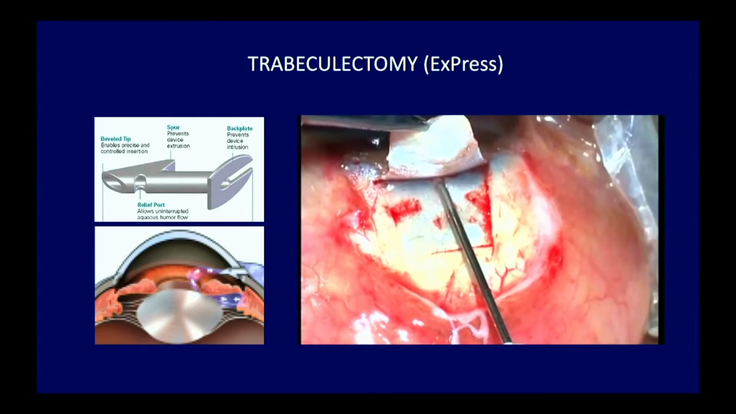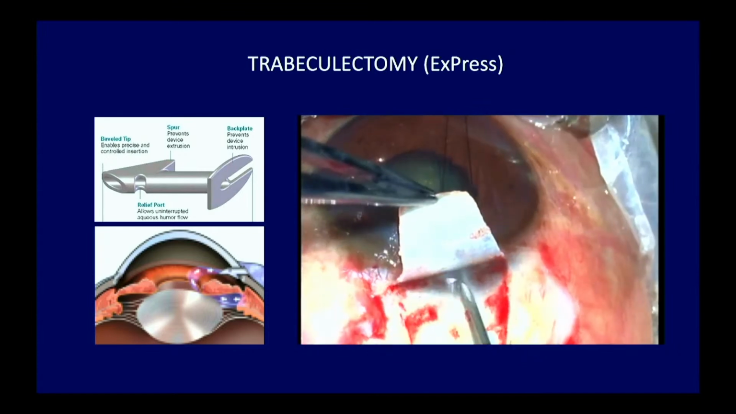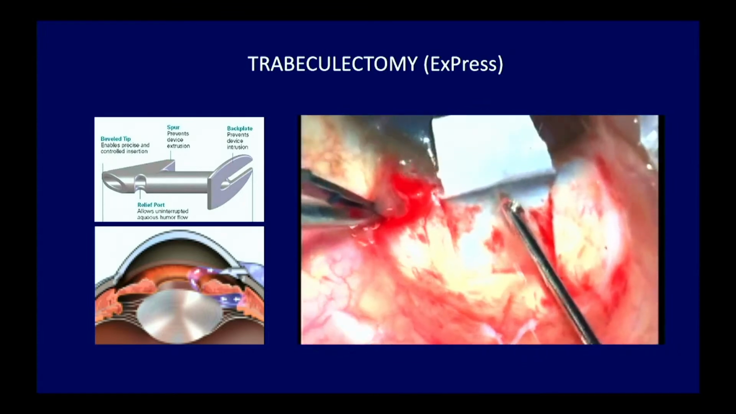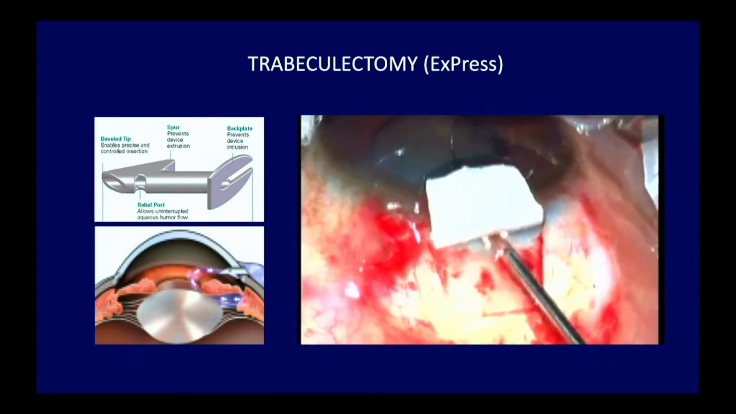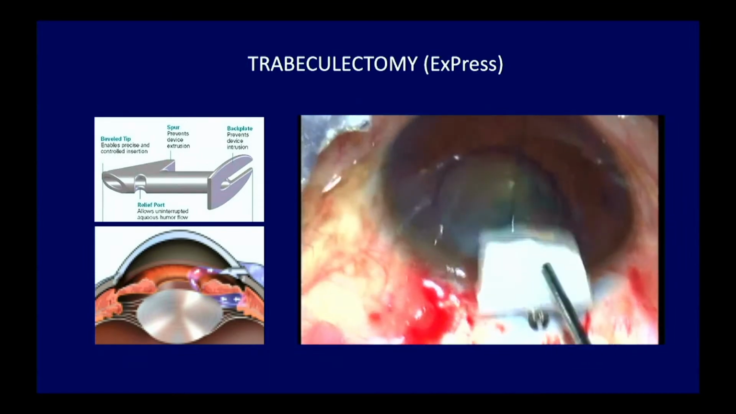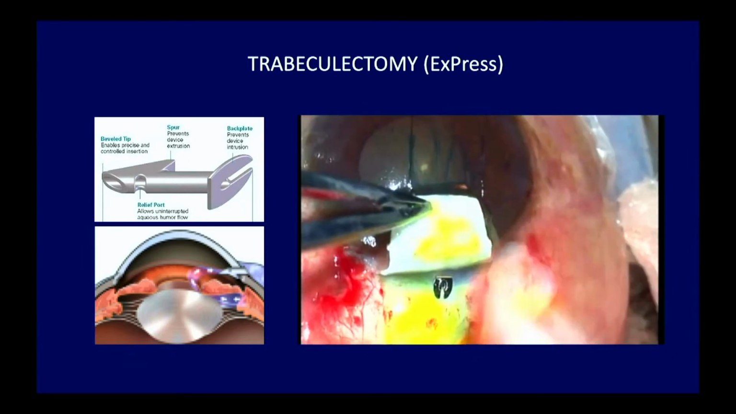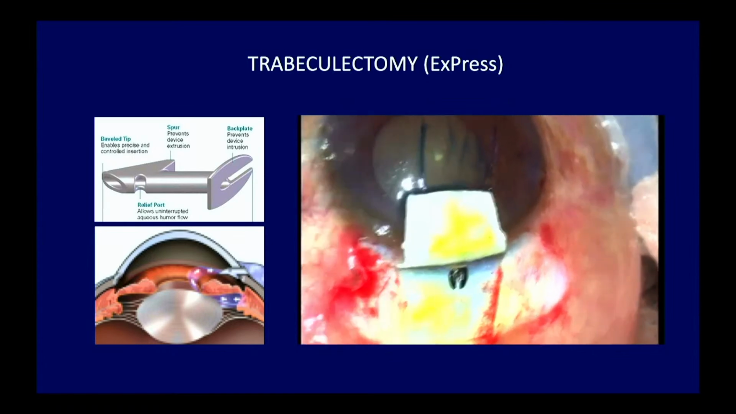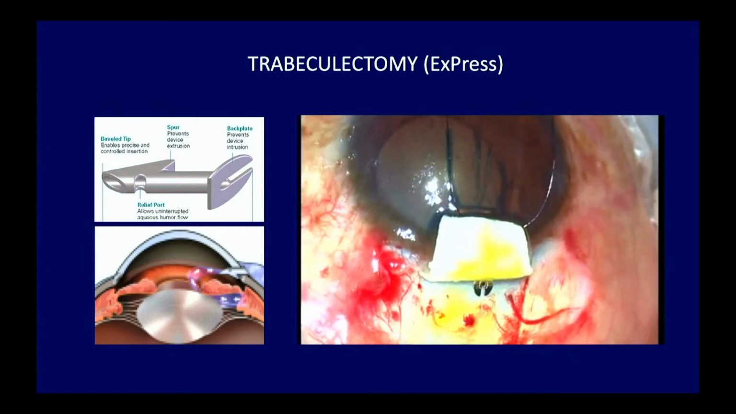Okay, so this is what you see in an Express shunt. Basically, you use a 25 or a 26 gauge needle at the area where you have the gray zone between the clear cornea and the sclera. And then this comes with a beveled tip and a spur and a backplate. The backplate goes and stays. Basically, instead of punching, you're using an inert material. It's a stainless steel material.